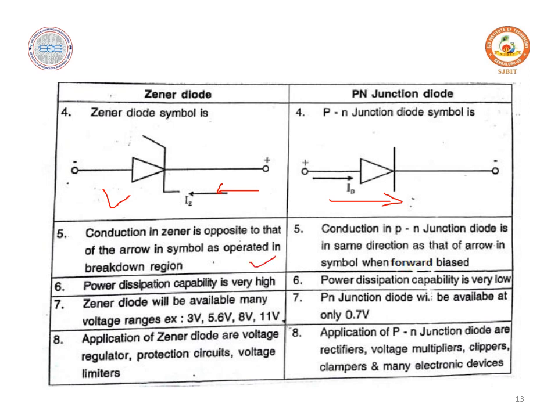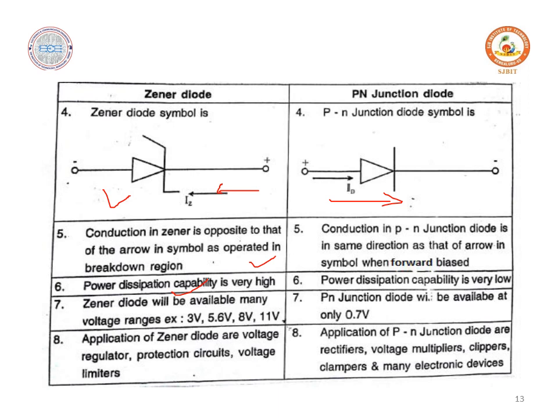Next, sixth point, the Zener power dissipation capability is very high, while the PN junction power dissipation capability is very low, meaning we can give more voltage to the Zener, but we cannot give more voltage to the PN junction diode. The Zener diode is available in many voltage ranges. You can consider 3 volts, 5.6 volts, 8 volts, 11 volts. But the PN junction diode is available only at 0.7 volts, because we know that the cutoff voltage is 0.7 for a silicon diode and 0.3 for germanium.